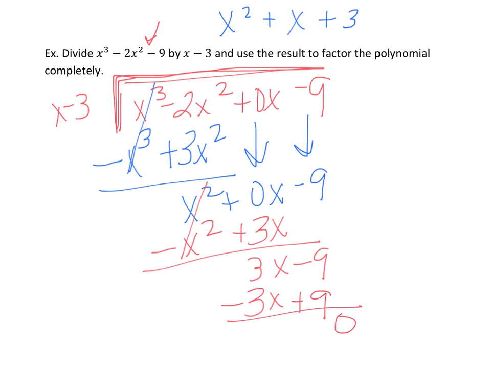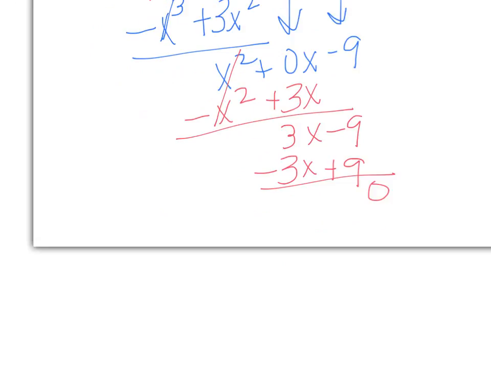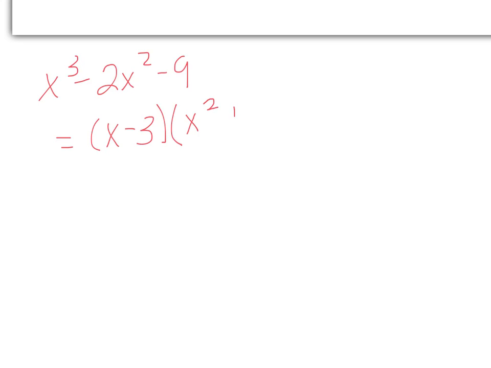Factoring wise, this tells me that my original polynomial, the big one that I was dividing into, x cubed minus 2x squared minus 9, factors into x minus 3. They gave me that one. When I do that division, I'm left with x squared plus x plus 3.